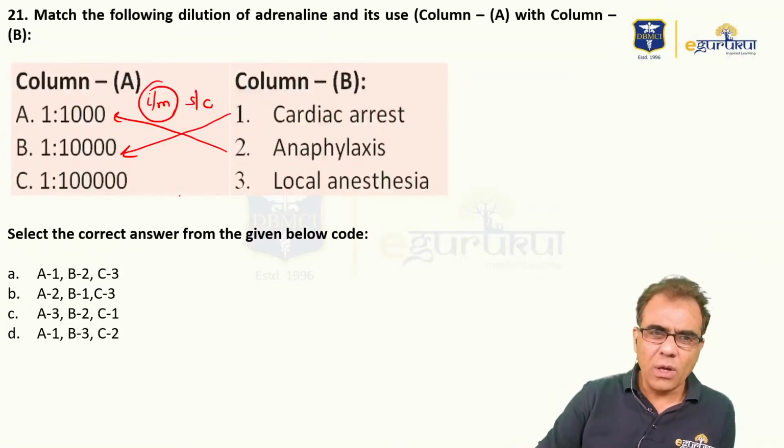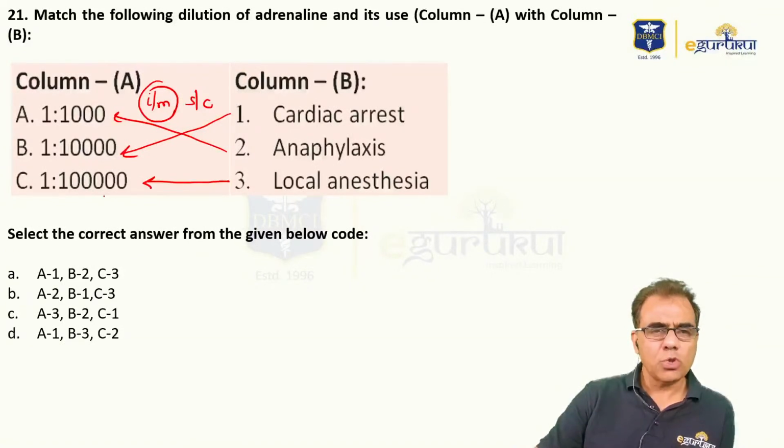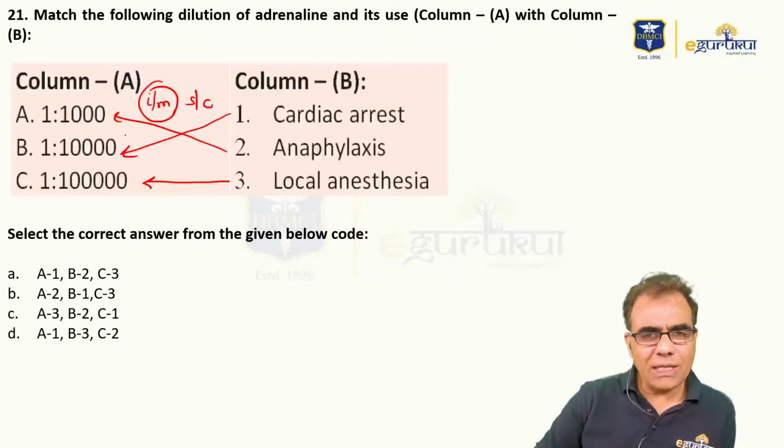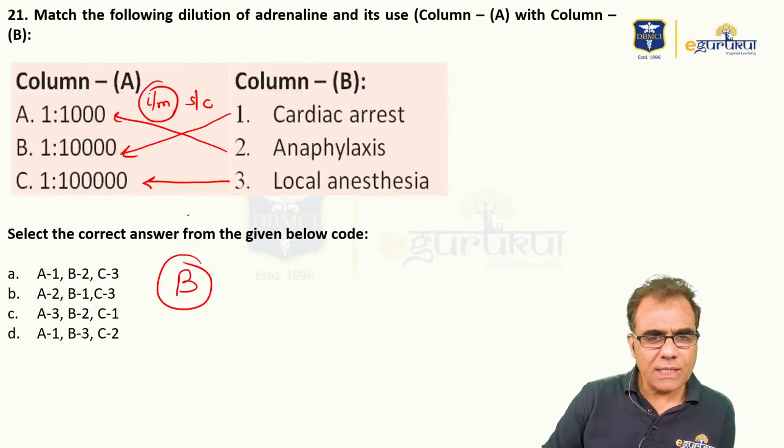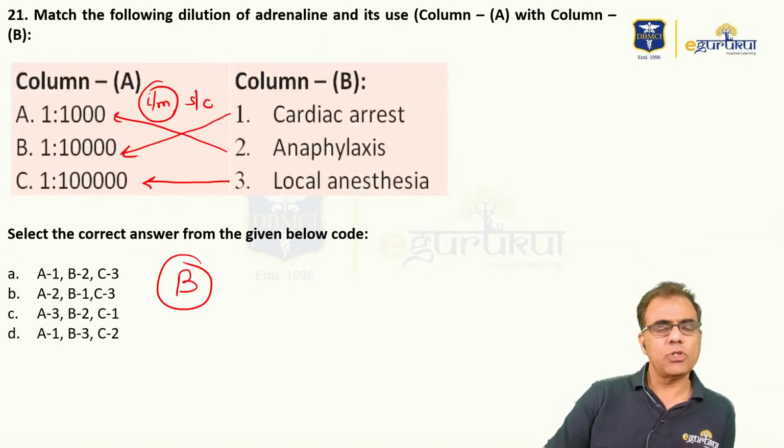But if you dial, so actually it is 1 in 2 lakh. But since we have no other option, it will be 1 in 1 lakh. So 1B, 2A. A is 2. Okay, fair. B is 1. Yes, and C is 3. Yes, B choice.